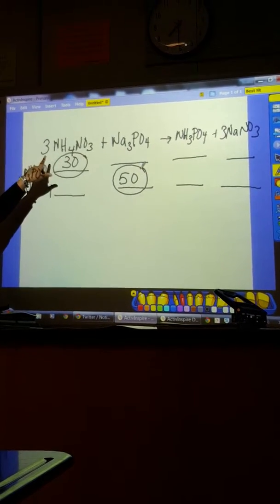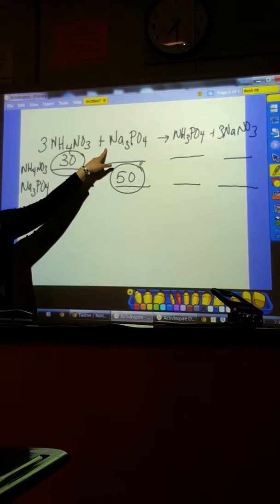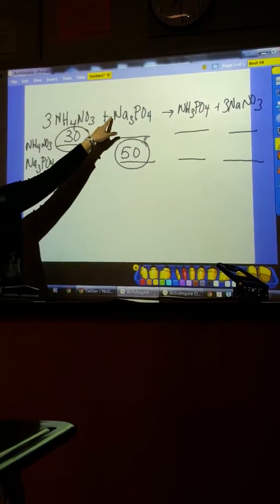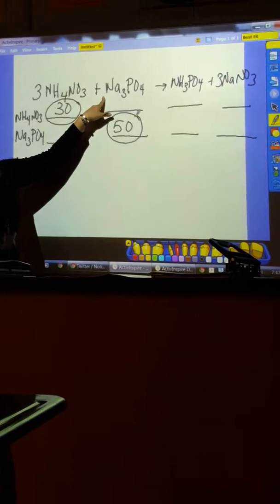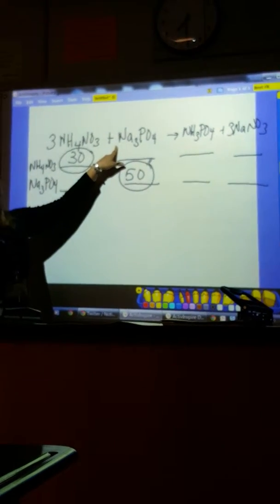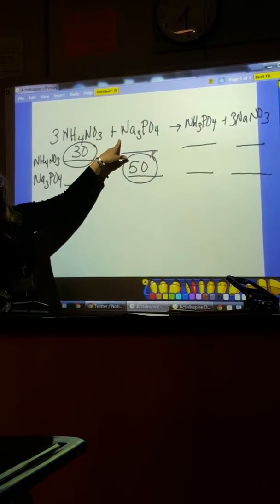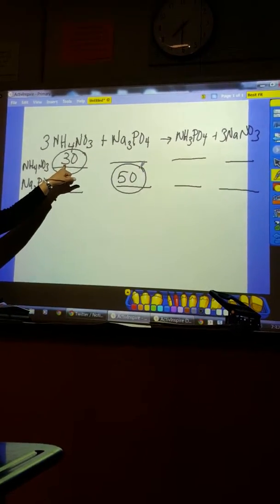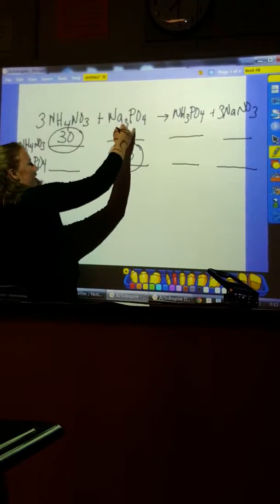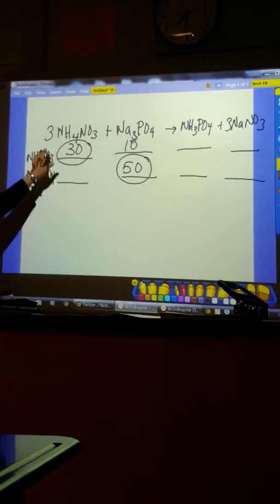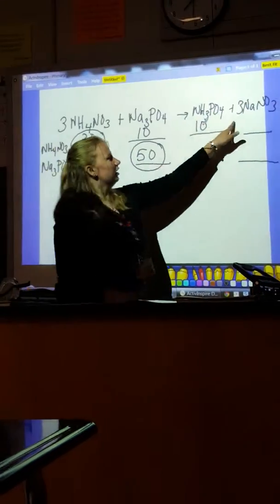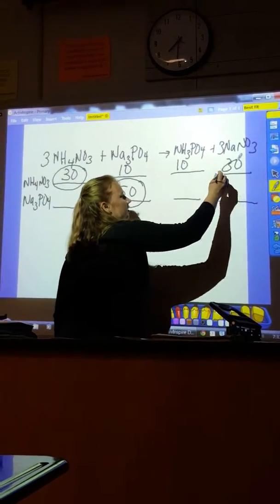So looking at this example, we have a 3 to what ratio right here? 3 to 1. So are we going to divide by 3 or multiply by 3? Divide. Divide by 3. So we're going to go from 3 to 1. 30 divided by 3 is going to give us 10. So put 10 on the line. Here we have a 3 to 1. We've got 10 and a 3 to 3. We've got 30.